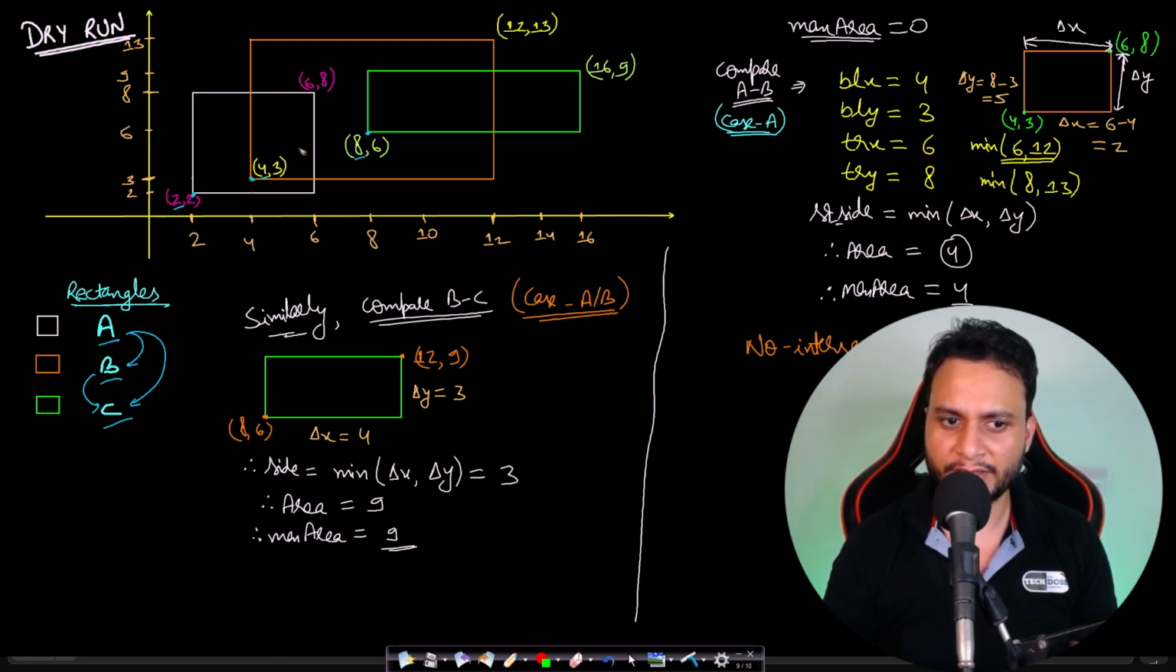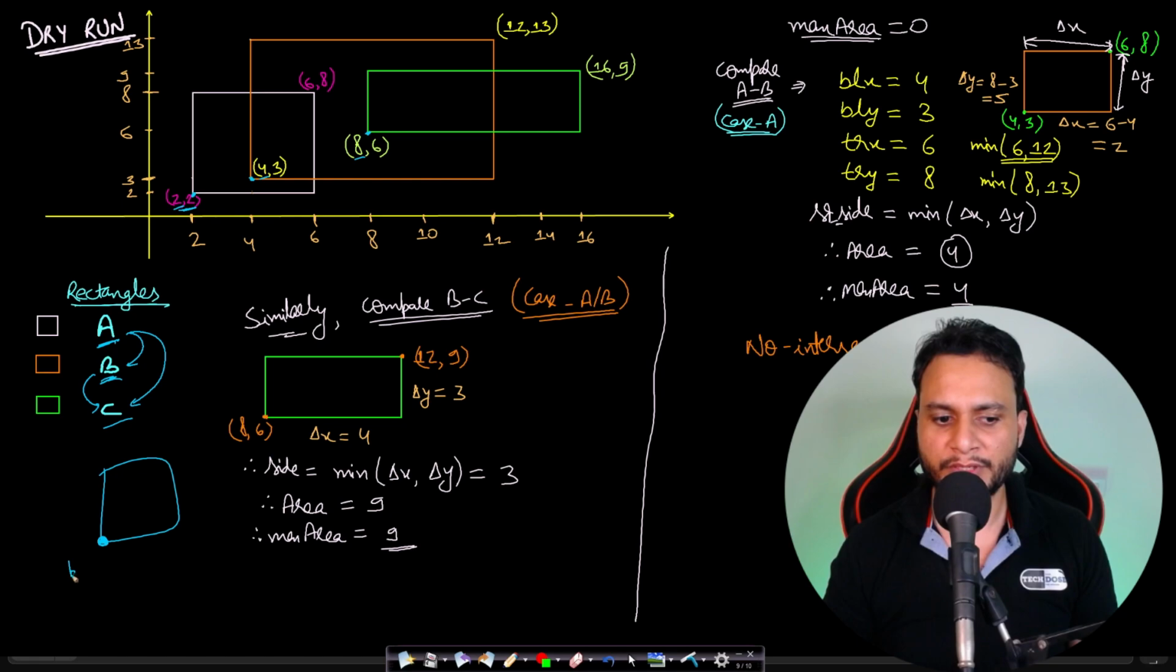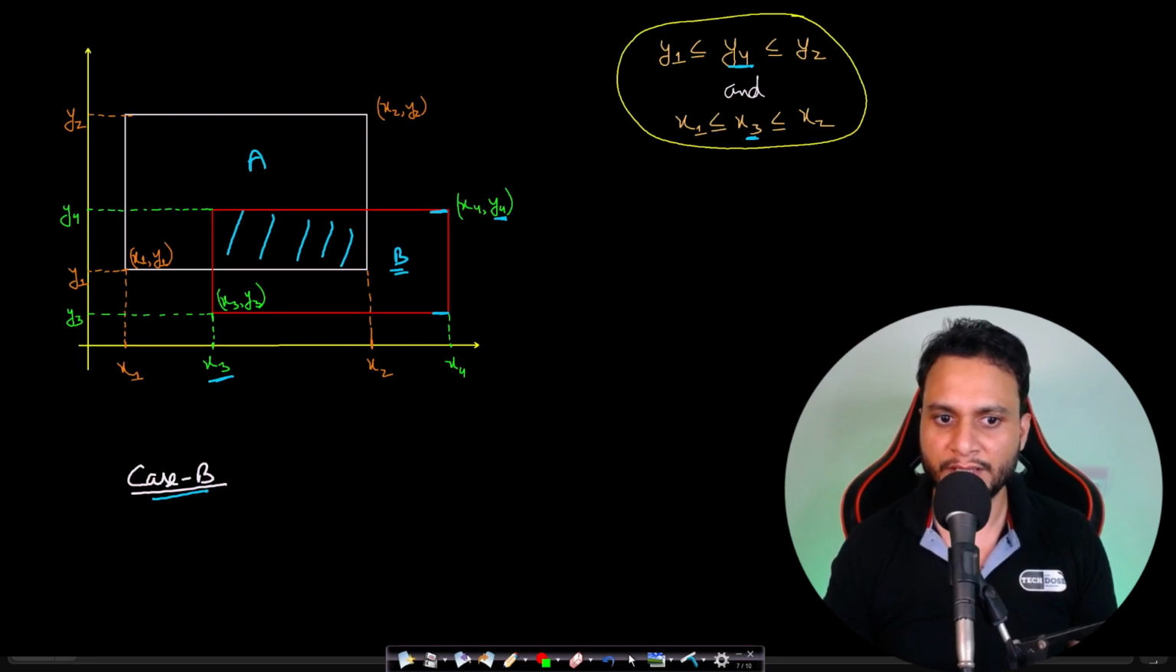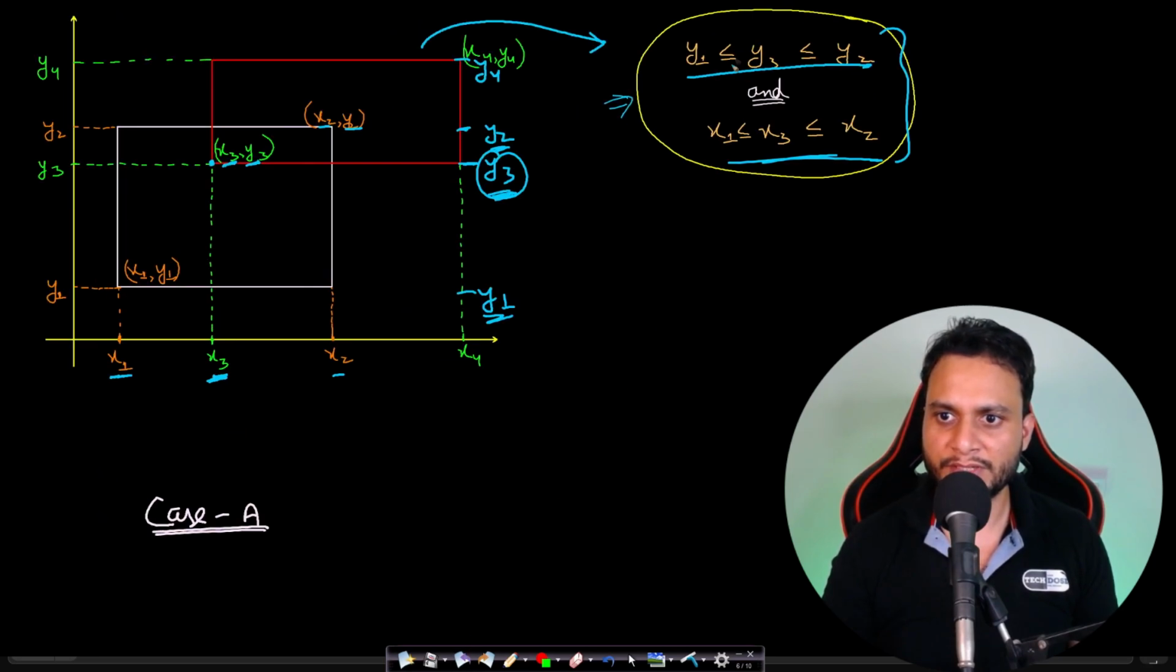So let's look at this dry run again. I'll be comparing this first rectangle with the second one, A with B, the white one with the orange one. I will be finding the intersection area, whose bottom left part will be the bottom left x coordinate and bottom left y coordinate. These two I need to find. But first I need to be sure of the case: if it is intersecting, it will actually fit in case A. If you look at it, you can use this condition and it will fit into case A.